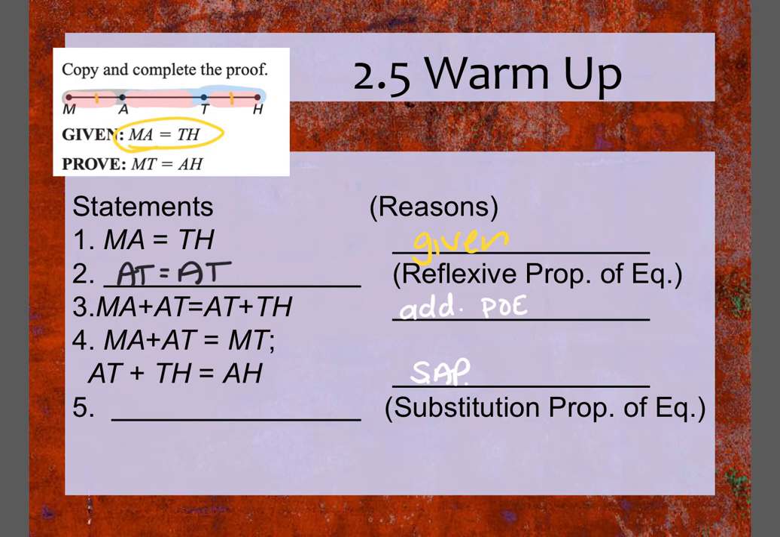Now it says substitution property of equality, but I also usually stop at what? How do I know when I'm done with a proof? When you get the statement that is the proof, right? Which means the last one must be MT equals AH.